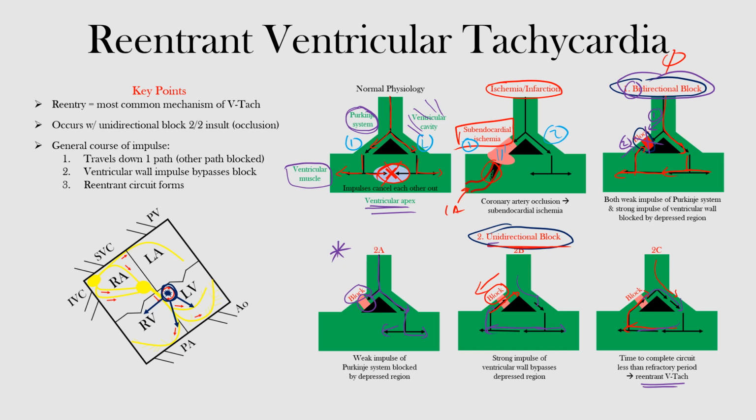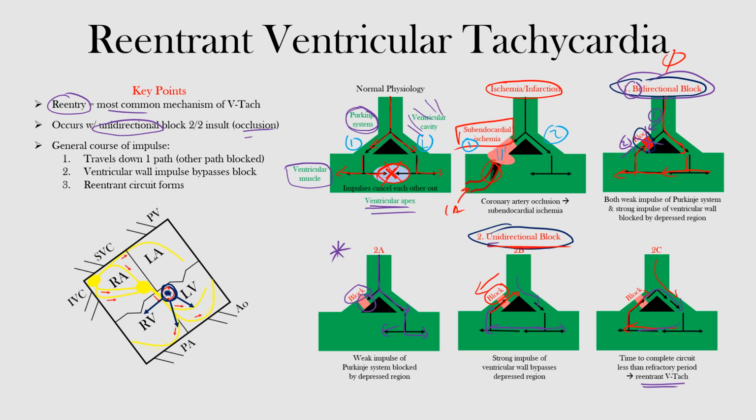All right, so that's the reentry mechanism and the most common of the three mechanisms of ventricular tachycardia. I really hope that makes sense. So let's briefly review what we discussed before we end here. Reentry VTAC is the most common mechanism. It occurs with the unidirectional block, and we said after an insult. In this case, we saw ischemia or infarction or some sort of occlusion.